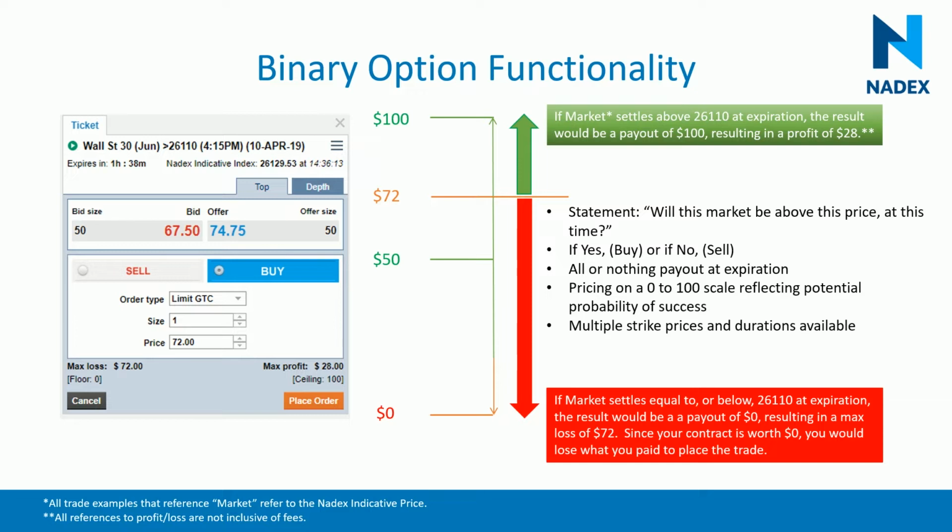If maybe you bought at 30 and it starts dropping to 20, you might make a trading decision at that point to cut your losses at 20 and not let it go to 0. So you have that flexibility.